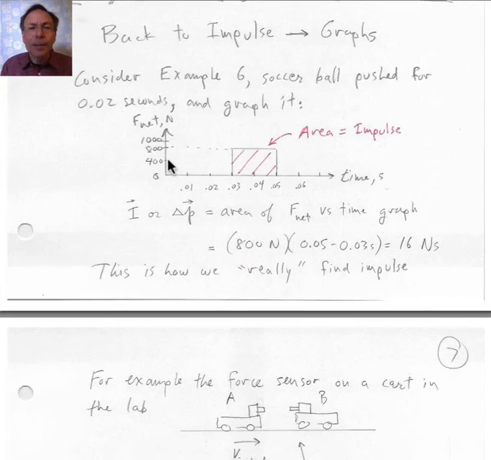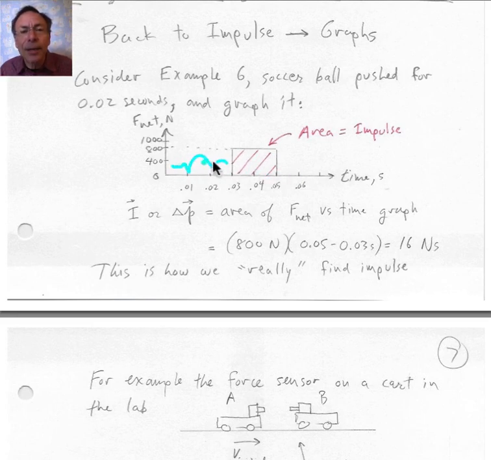So let's make a graph of the force that the foot is delivering, pushing with on the ball, as a function of time. So this part right here, it's not pushing. And then the foot makes contact with the ball. Now the force is being delivered from point 0.03 to point 0.05. It's being delivered to the ball. There's a push happening. And then after that, the ball has left the foot and there's no more push happening.